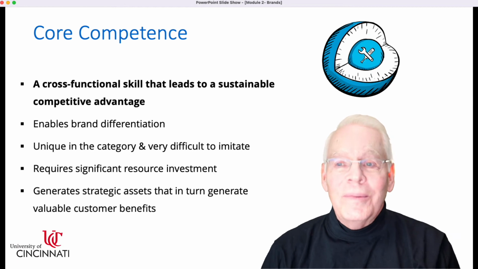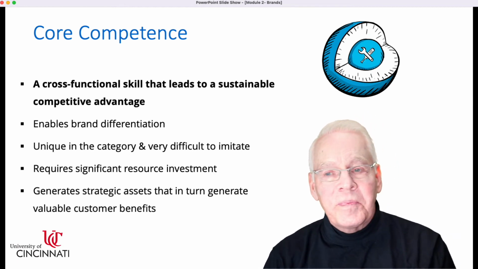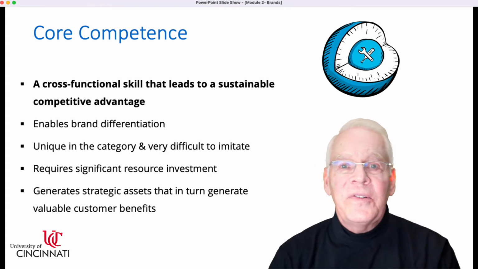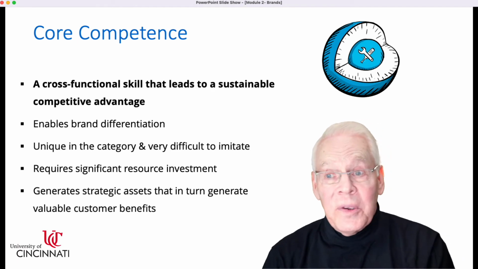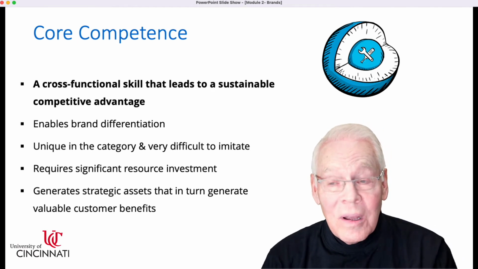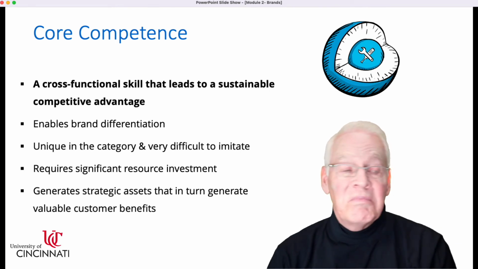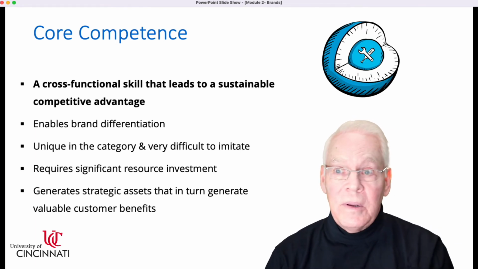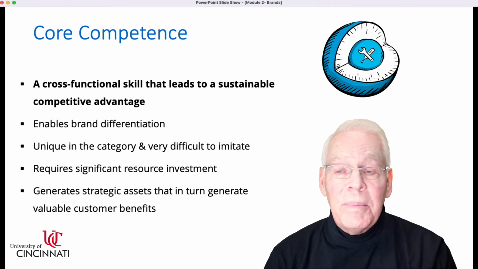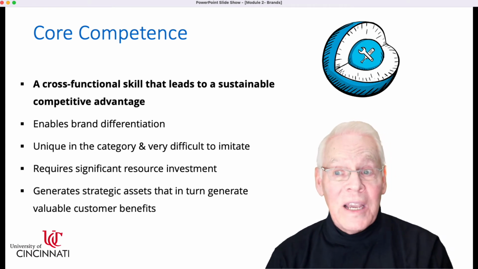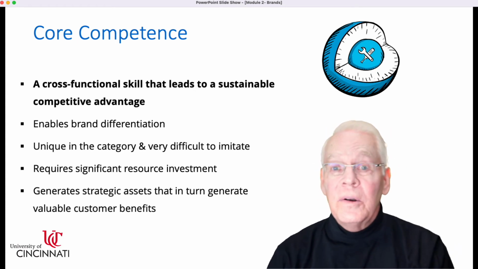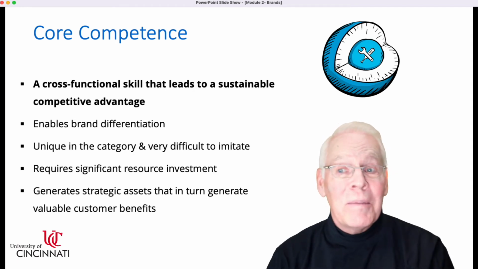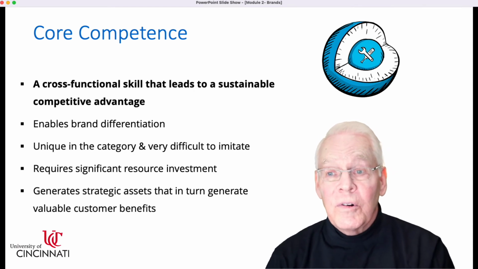The word that you want to lock into your brain when it comes to core competence is this. It is a skill. It's a cross-functional skill, but it's a special skill because it leads to a sustainable competitive advantage. Companies have lots of skills, but not all of them are core. A company, for example, has to have a solid human resource department. Great, it can be very good at that, but that is not necessarily what gives it an advantage in a company. It has to have a great IT department and has to be skilled at all the things that go along with that, but that may not be what it uses to create a sustainable competitive advantage.